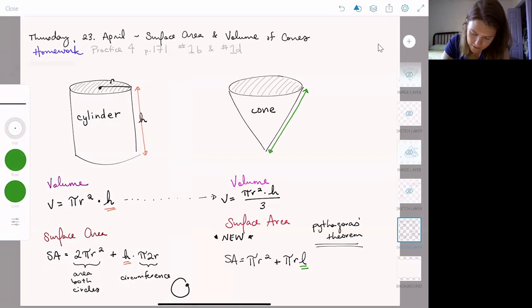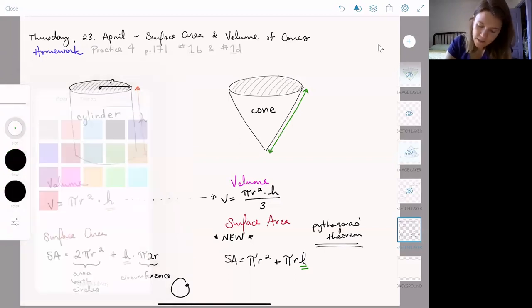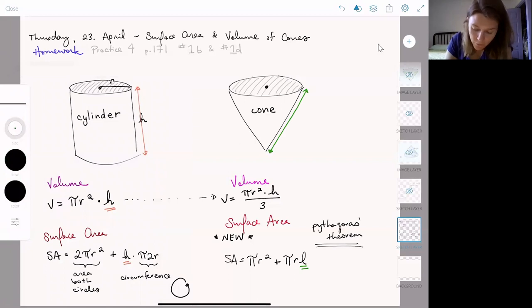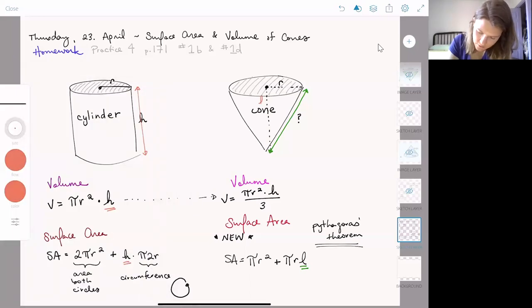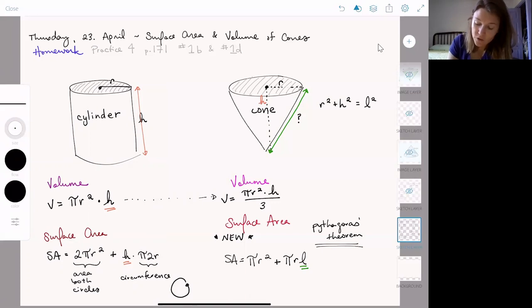And L is this distance here. And the reason that we have to understand Pythagoras' theorem really, really well is because if I don't know what this side is, but I do know what my radius is, and I do know what my height is, then I can use Pythagoras' theorem in order to find this value here, okay? So it's really, really essential that you understand that before we move on.